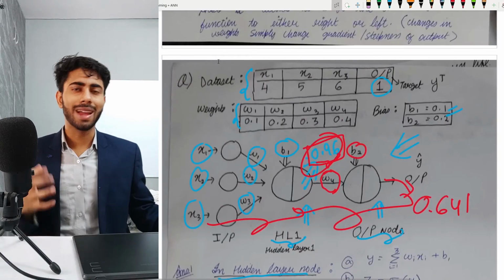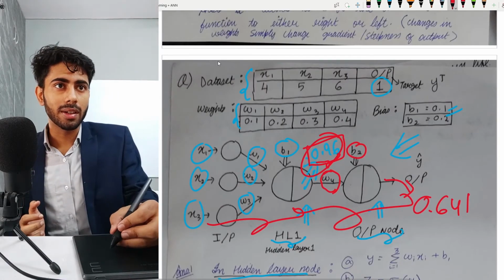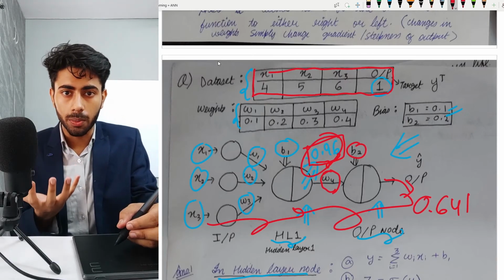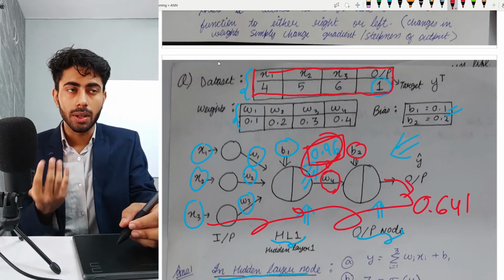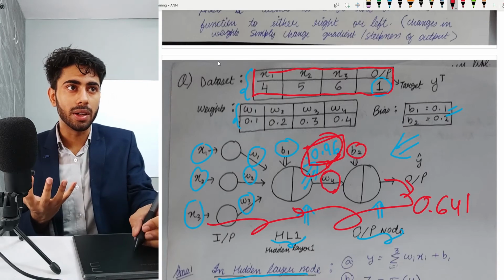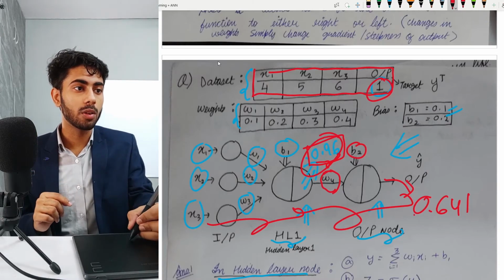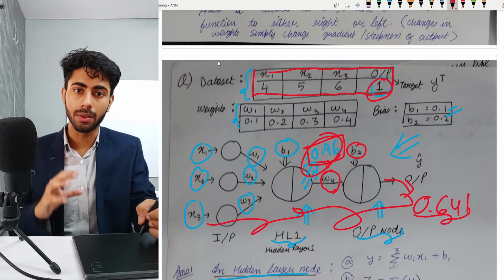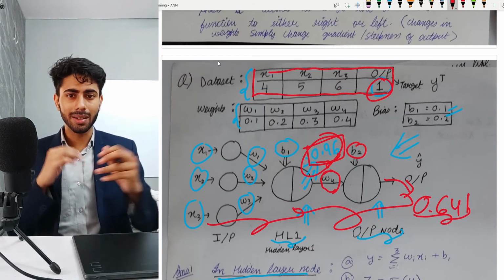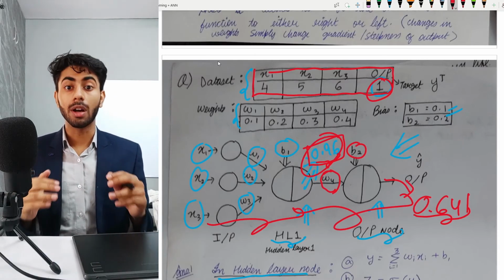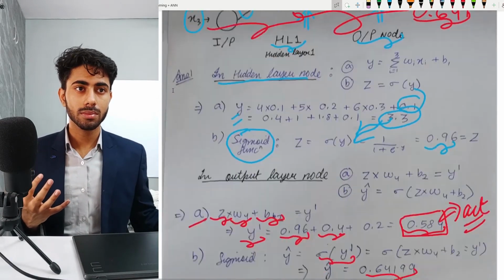You must know that when I pass a data set, I had already specified that my actual output, the real output, the target variable, is 1. So the correct answer was 1, and I'm getting an answer of 0.641 from my neural network. It means that there is a difference between my actual output and my predicted output. So now I will calculate my loss.